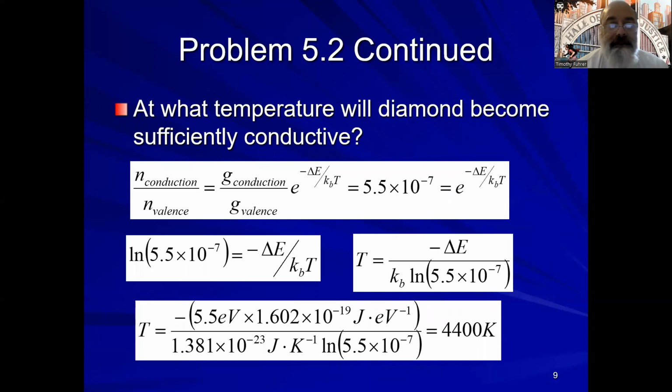Coincidentally, 4,300 Kelvin is the melting point of diamond. So diamond will not begin to act as though it were a conductor until we melt it down.